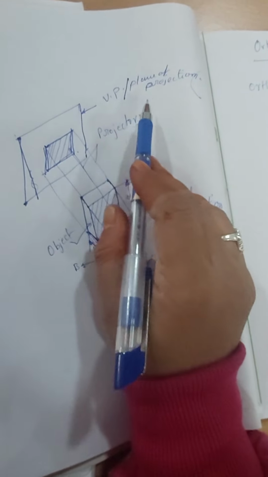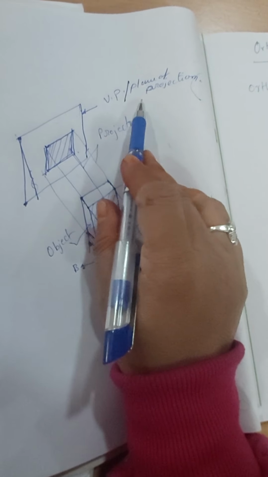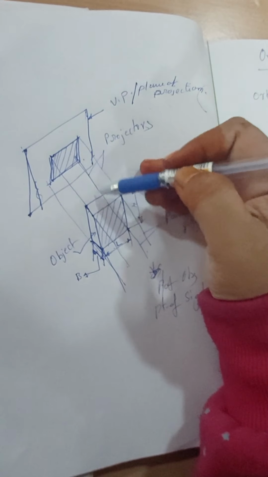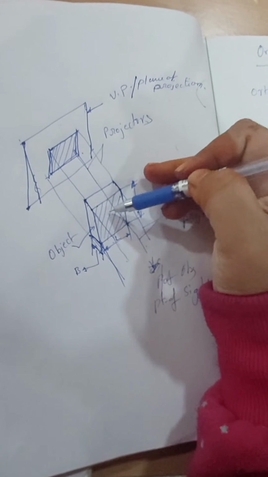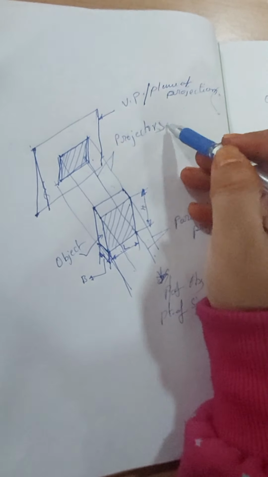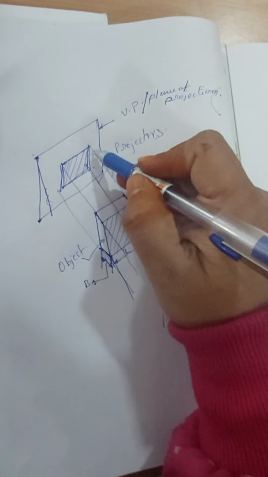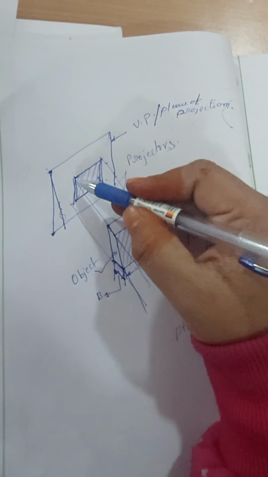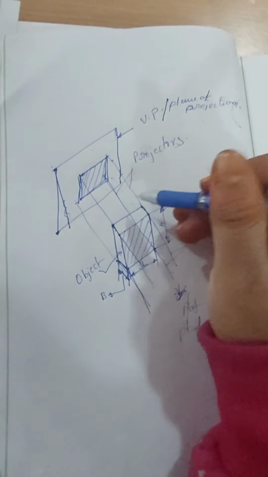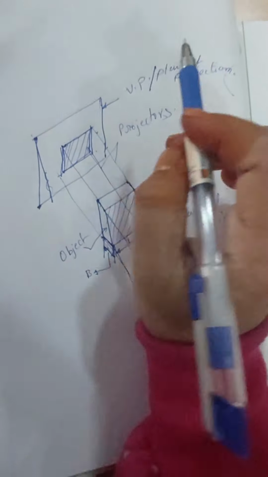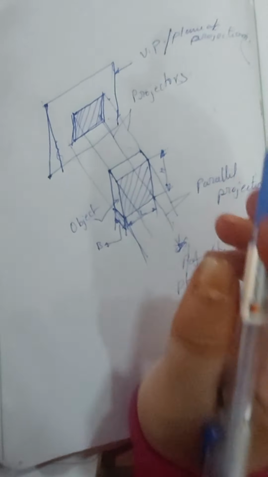That plane is known as the principal plane or plane of projection, and the rays which are transferring the image onto the vertical plane are known as projectors, which are perpendicular to the plane. See, these lines are perpendicular to this plane and the lines are parallel to each other. So here the projectors are the imaginary lines which are perpendicular to the plane of projection and parallel to each other.